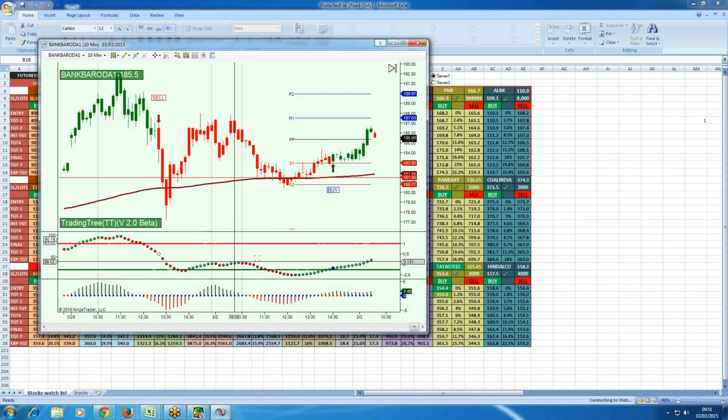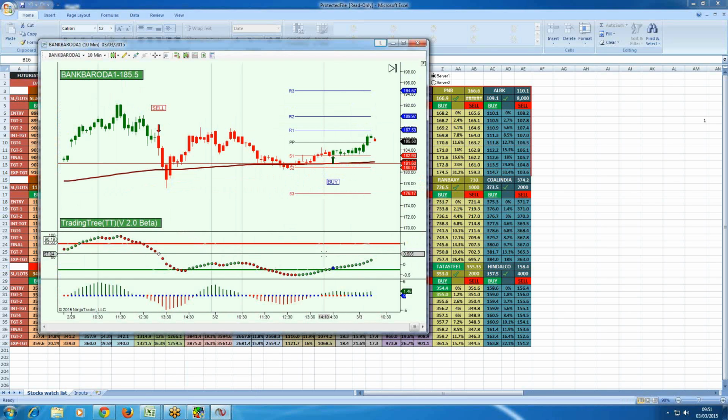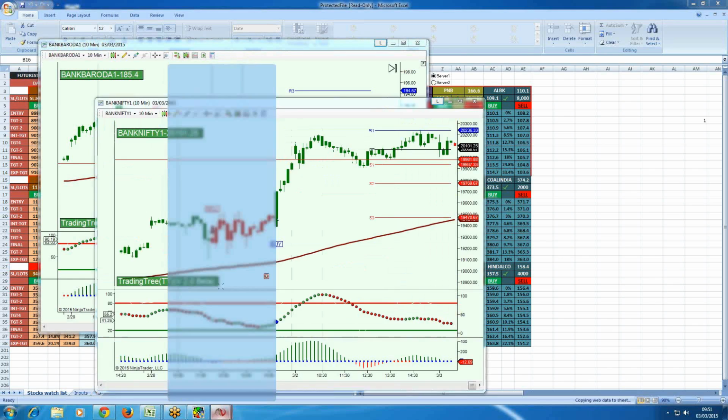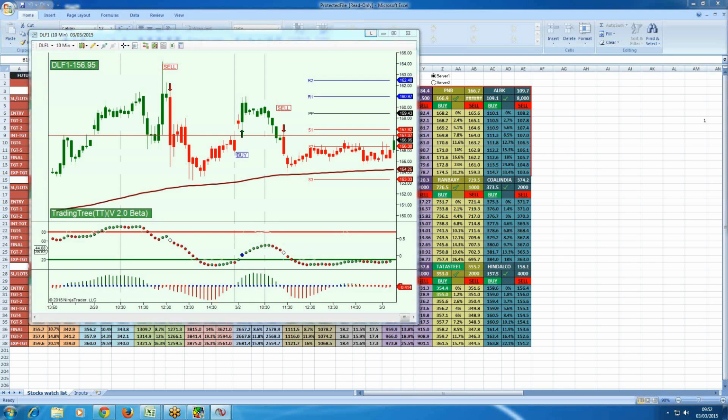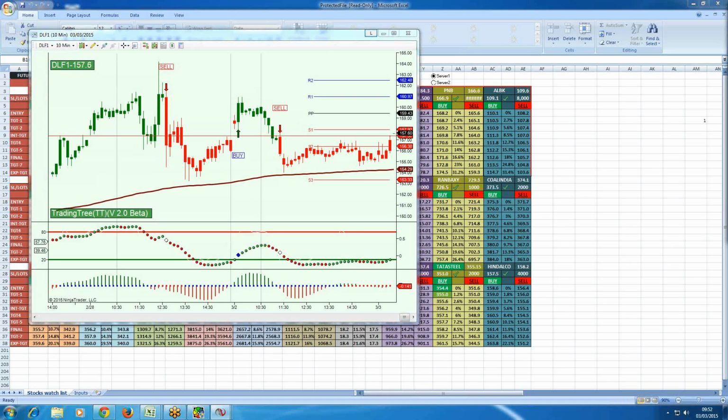Tradingtree is nothing but your charting software what you are seeing here. This is your Tradingtree. We'll open the commodity charts at 10 o'clock once the market opens. Should be getting a buy call in DLF.